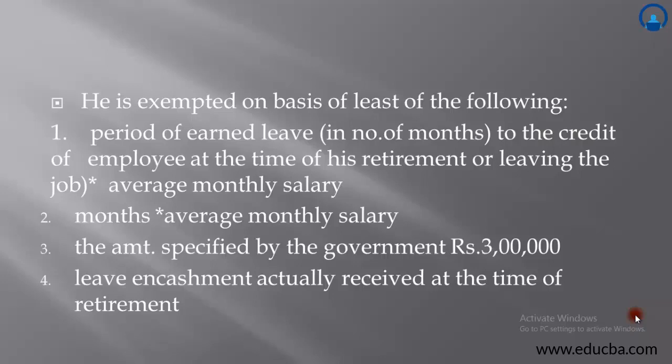The number 1 condition says period of earned leaves to the credit of the employee at the time of his retirement or leaving the job into average monthly salary, which means the number of leave months which I have not availed will be considered at the time of my retirement. Let's say I have not utilized leaves for 8 months, so 8 months leaves will be considered, 8 months into the average monthly salary. Whereas the second condition says 10 months into the average monthly salary, which is not the earned leave months. The third says amount specified by the government, which is rupees 3 lakh. And the fourth one says leave encashment actually received at the time of retirement. The least among them is exempted from tax.